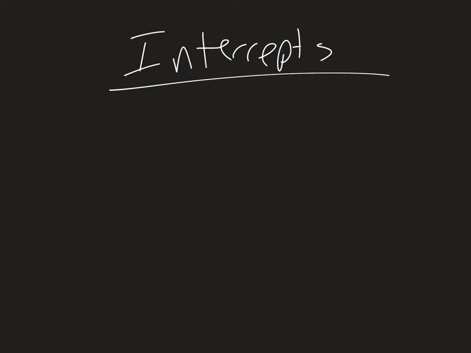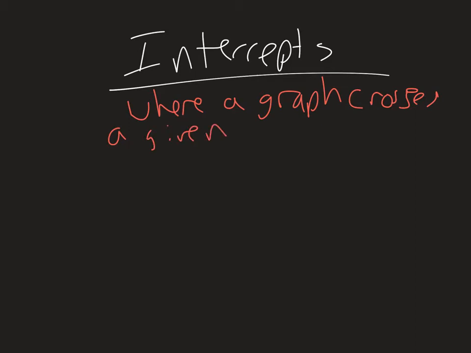So when we talk about an intercept, it's where an equation or a graph, so we'll go with a graph, crosses a given axis. And keep in mind there's the x-axis and the y-axis. So if we're talking about an x-intercept, that's where it crosses the x-axis.